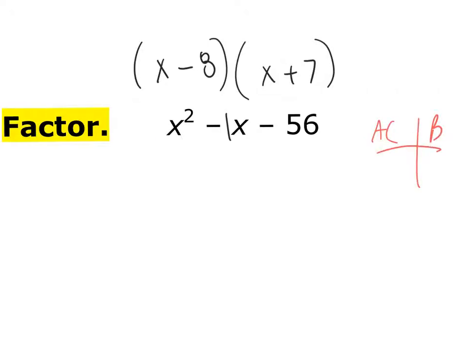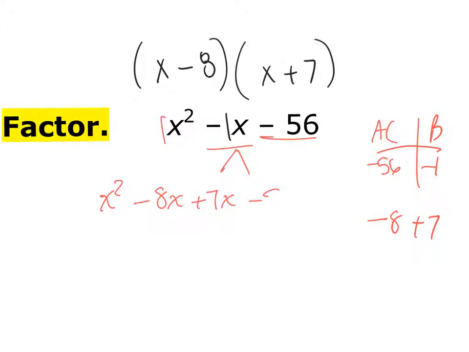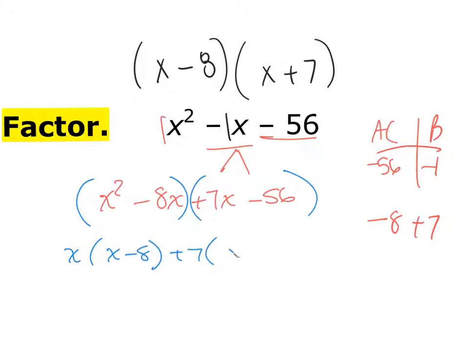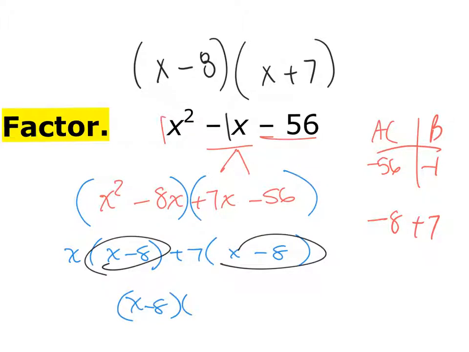What multiplies to 1 times negative 56 that adds to negative 1, I would discover it's also negative 8 and positive 7. That would expand out the middle term: minus 8x plus 7x minus 56. Then I could do my grouping, factor out the x of this one, factor out positive 7, and I would get x minus 8, because here's my x minus 8s, and x plus 7.